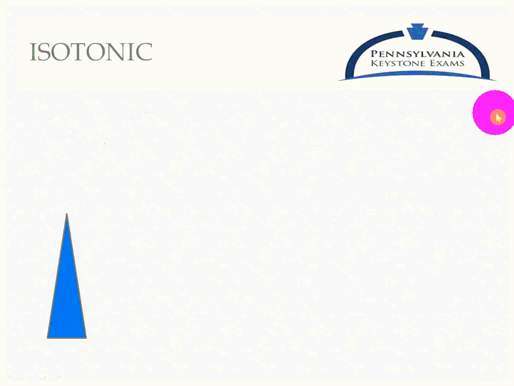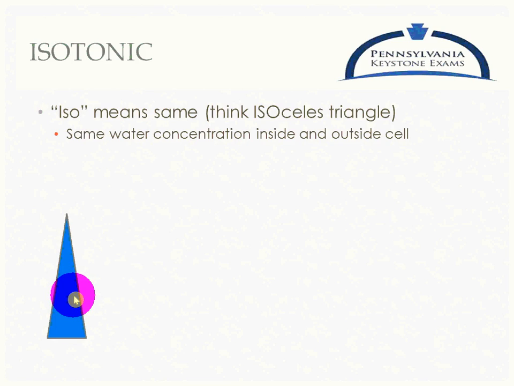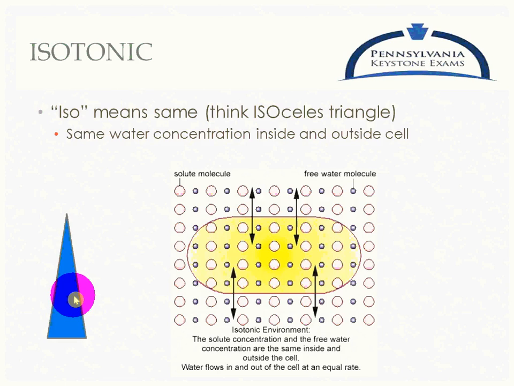The last one is an isotonic environment. Iso is just a Latin or Greek prefix meaning same. Think of an isosceles triangle. An isosceles triangle has two of the same angle, two of the same size. Iso means same. So in an isotonic environment, the water concentration and the solute concentration are the same on the inside and the outside of the cell. So you can see in this picture, it's the same on the inside and it's the same on the outside.